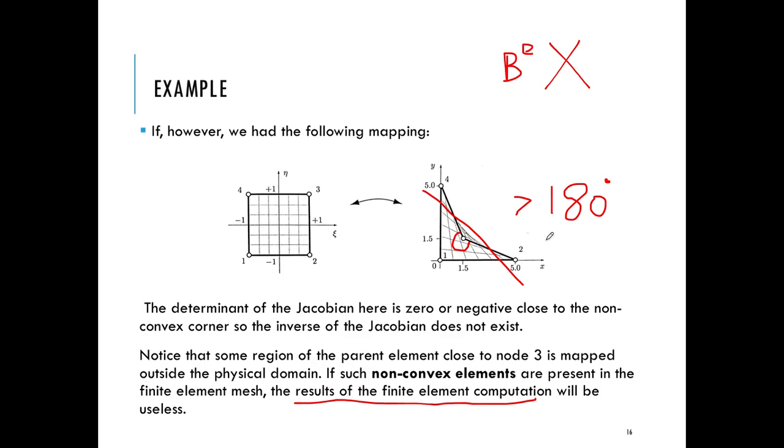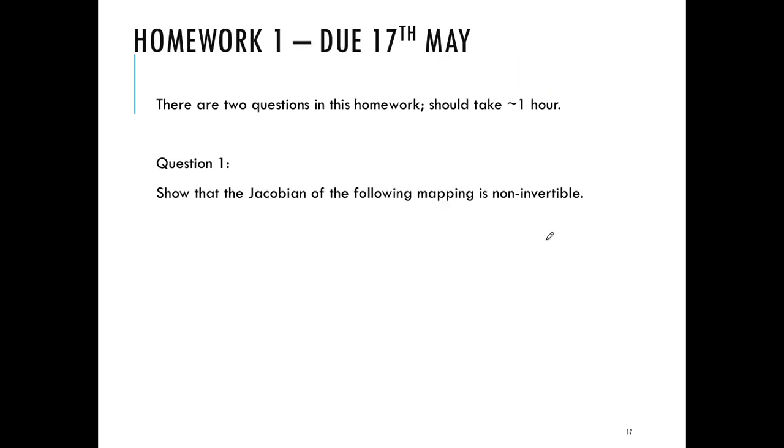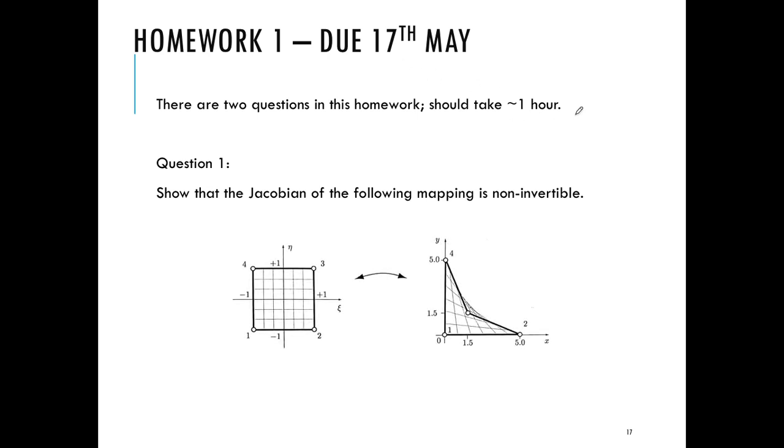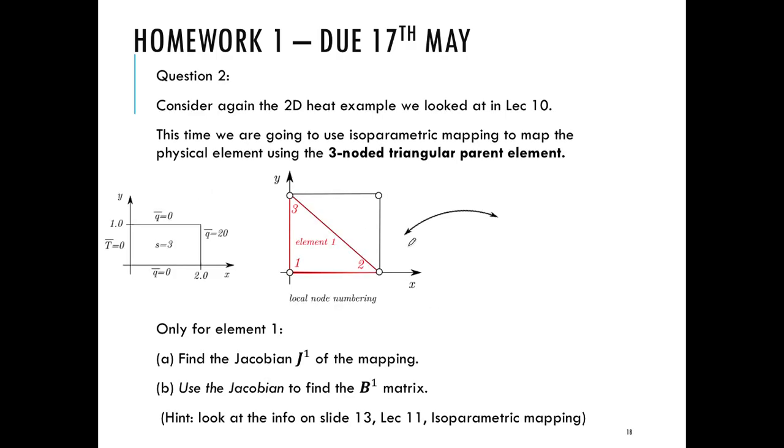Great. So that's it for isoparametric mapping. I have a few questions for you to do as homework, which you have to submit this Sunday, midnight. There are just 2 questions and they should not take more than an hour. First, I want you to show me that the Jacobian of this mapping is indeed non-invertible. Please note that the third node is now at 1.5 comma 1.5. So find the Jacobian.